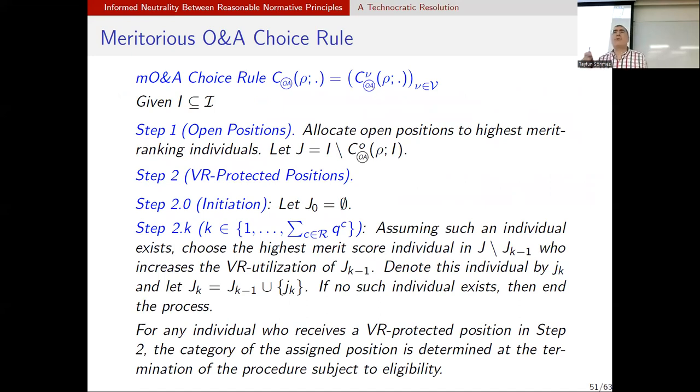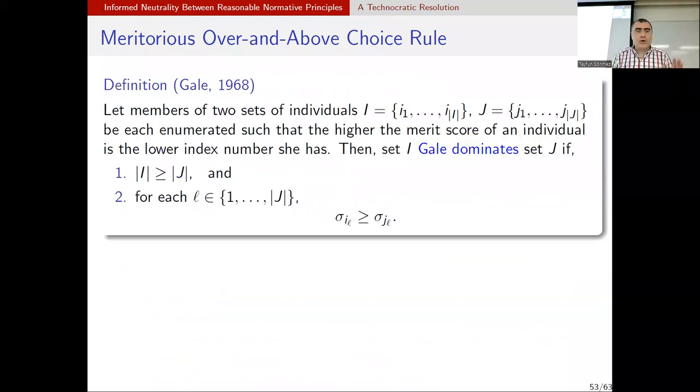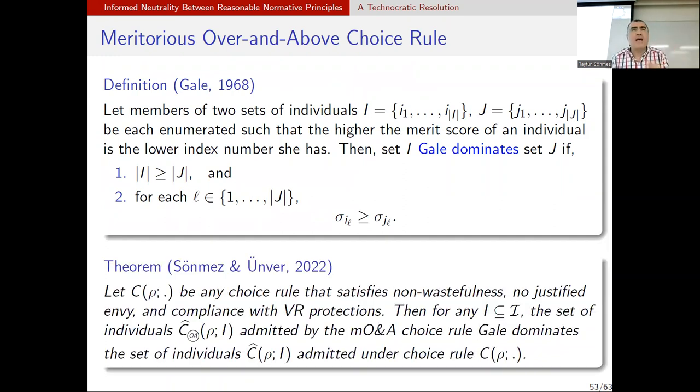So this one is no longer a member of sequential choice rules. It's a smart reserve. Okay? Now, this rule satisfies all the laws. Moreover, its outcome Gale dominates any other legal rule.